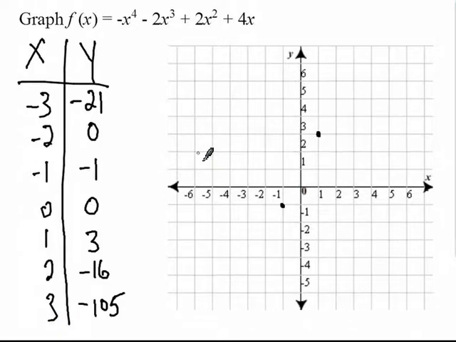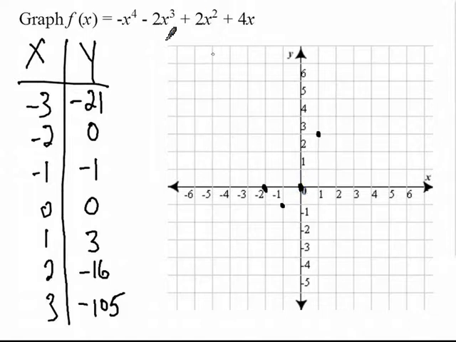Okay, welcome back. Hopefully you put in some of these points here for x to find your y values, and not all of these are we going to be able to fit on our graph, so we're just going to plot a couple of them. 3, -3, -21, not going to fit on our graph, so we're just going to leave that there. -2, 0 we can fit. -1, -1 we can fit. 0, 0 we can fit. And then 1, 3 we can fit.